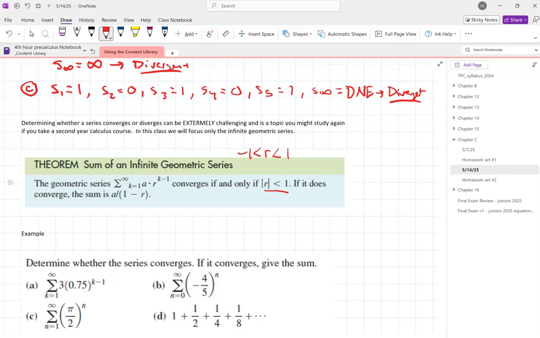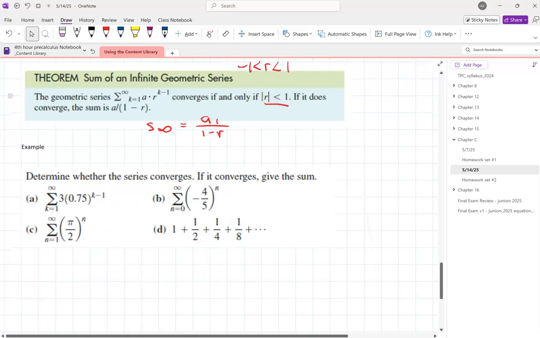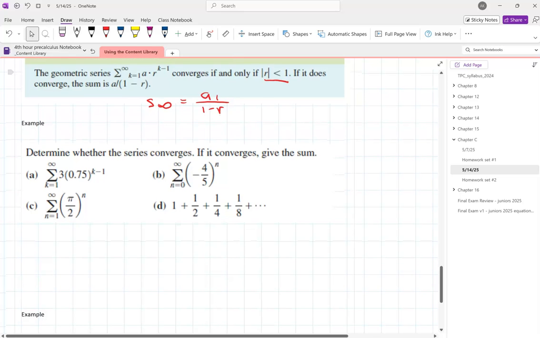If it converges, I can calculate the sum by just taking the first term and dividing by 1 minus r. That's it. Very easy to do. All right, let's do a couple of examples. I got one more problem after this and I'm done.